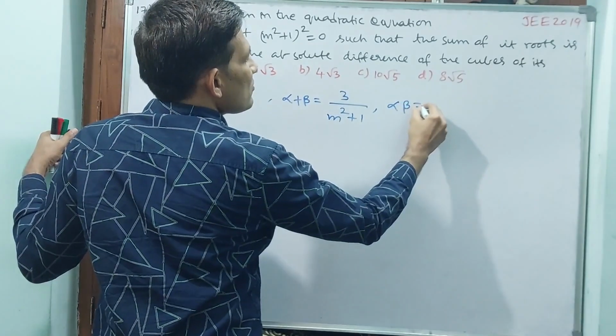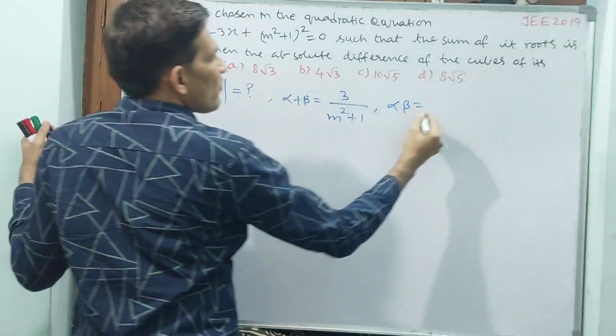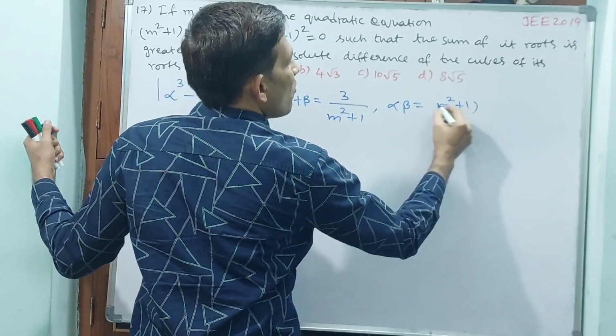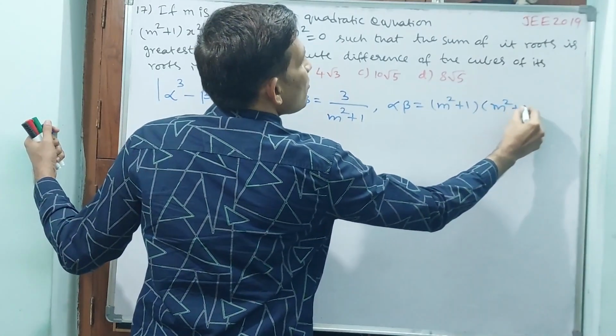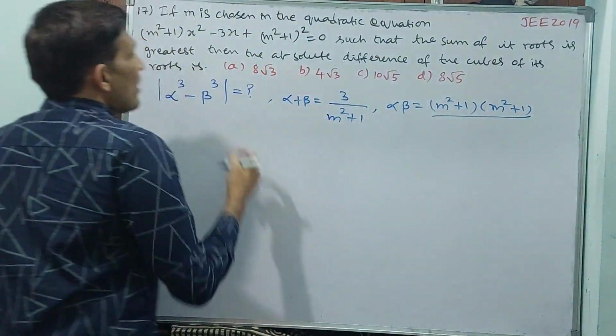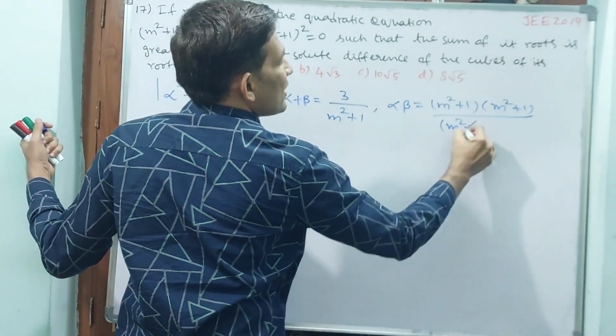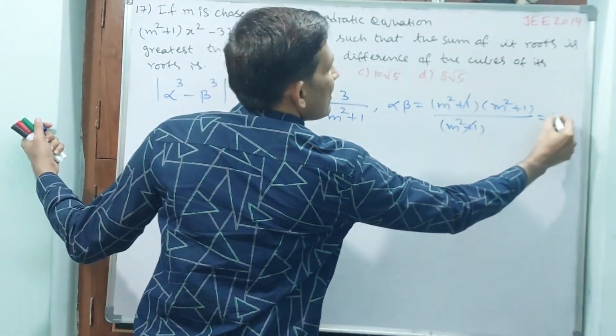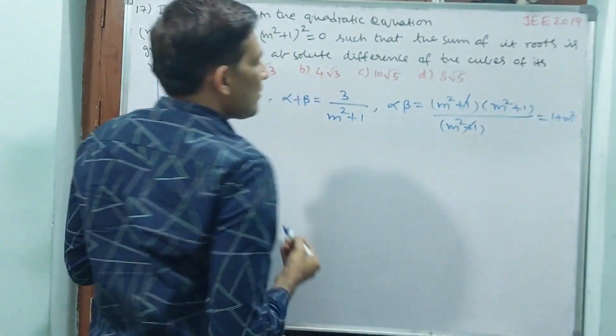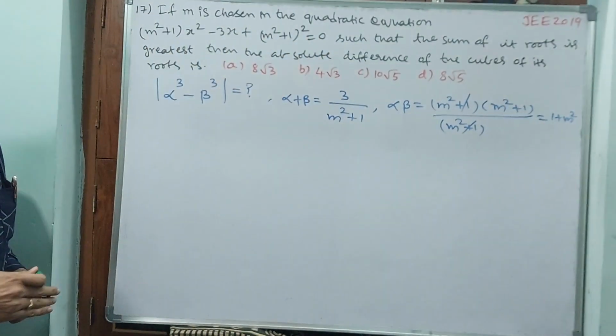Alpha beta is equal to c by a. C is m square plus 1 whole square. I will write it like this: divided by a, m square plus 1. That means if these two get cancelled out, then 1 plus m square will be your alpha into beta.